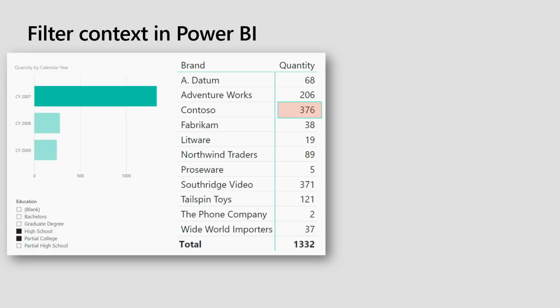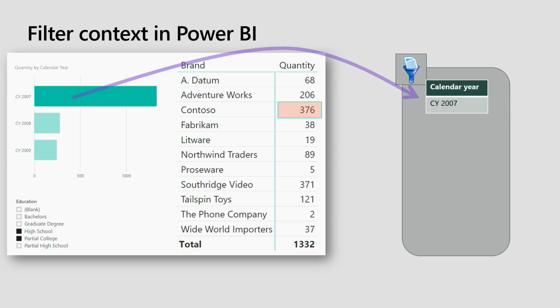Well, if we evaluate the filter context active in that particular cell, we could describe this the following way. The filter context can be represented as a set of filters, where every filter is just a list of values for one or more columns. The first filter that we have: someone clicked on the bar chart for the year 2007. So there is a filter that says calendar year can be only 2007.